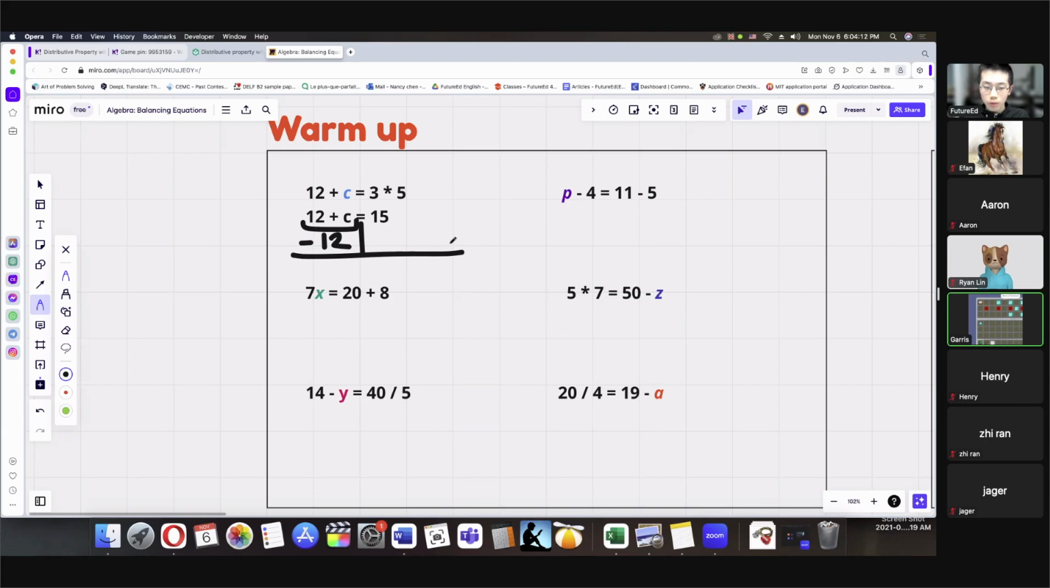No. The reason we don't is because we have to be fair, right? If we subtract 12 on the left side, we have to subtract 12 on the right side. So we have 12 plus C minus 12, which just gives us C. And then what is 15 minus 12, Garrus? 15 minus 12 is equal to 3. 3. Awesome.